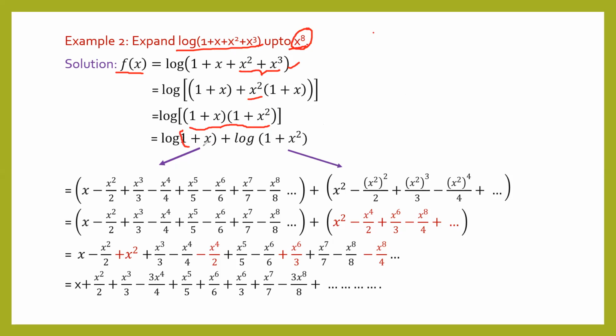But we know the expansion of log 1 plus x. The expansion of log 1 plus x is x minus x square upon 2 plus x cube upon 3 and so on. As we need the expansion up to x raised to 8, we'll write the terms up to x raised to 8. This is the expansion of log 1 plus x.